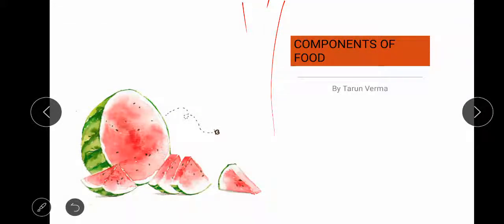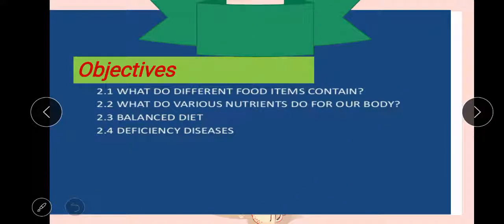As you all know, food is very essential for life, so I am here with a new chapter, Components of Food, given in class 6 NCERT. The objectives of reading the chapter are: first, what do different food items contain; second, what do various nutrients do for our body; third, balanced diet; and fourth, deficiency diseases.